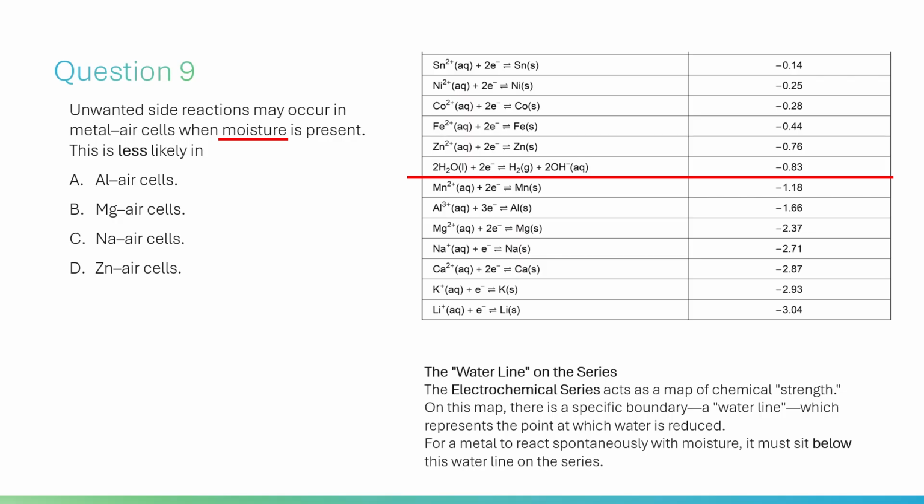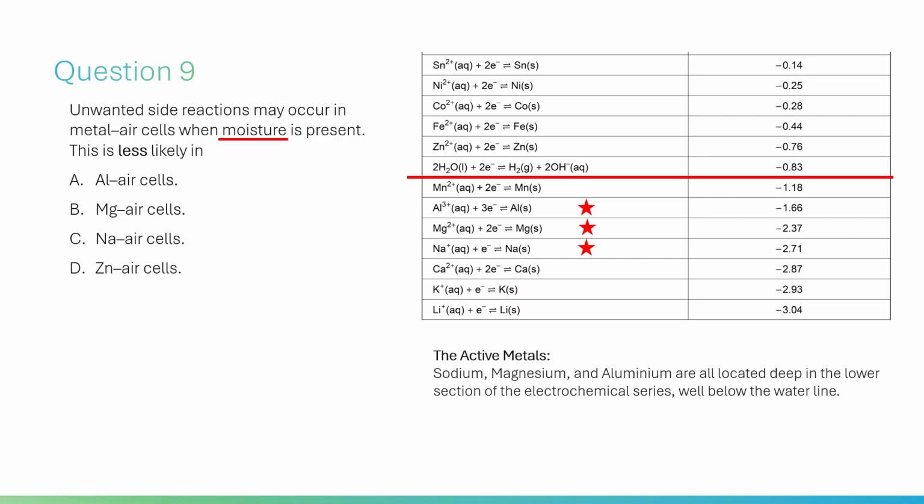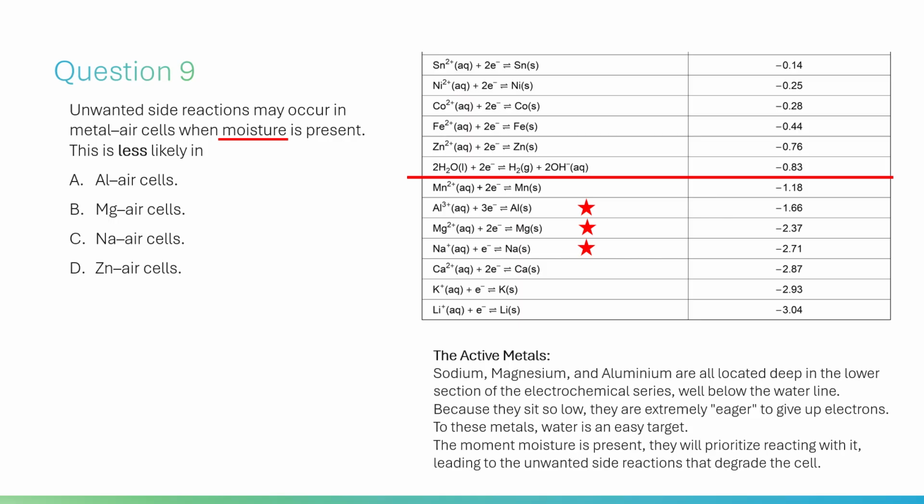For a metal to react spontaneously with moisture, it must sit below this water line on the series. The active metals, sodium, magnesium, and aluminium, are all located deep in the lower section of the electrochemical series, well below the water line. Because they sit so low, they are extremely eager to give up electrons. To these metals, water is an easy target. The moment moisture is present, they will prioritize reacting with it, leading to the unwanted side reactions that degrade the cell.